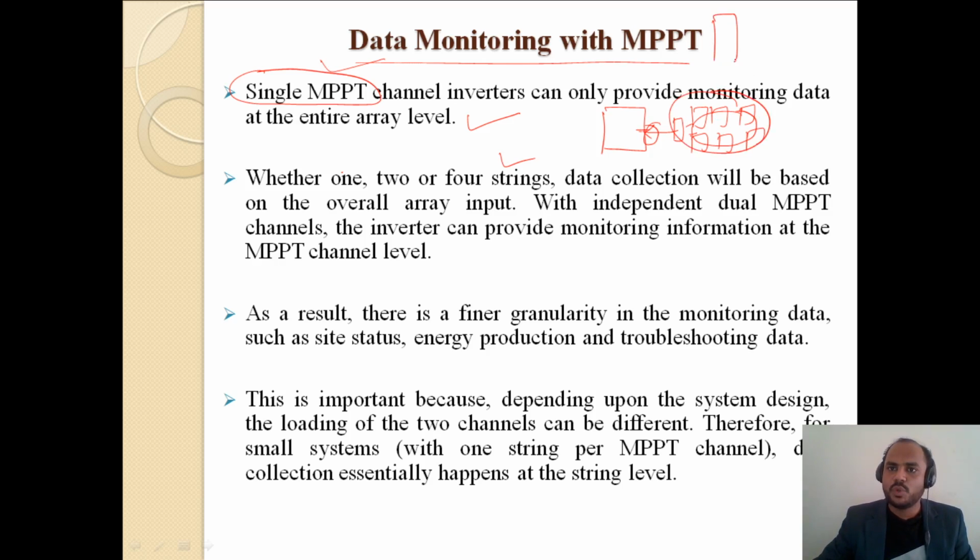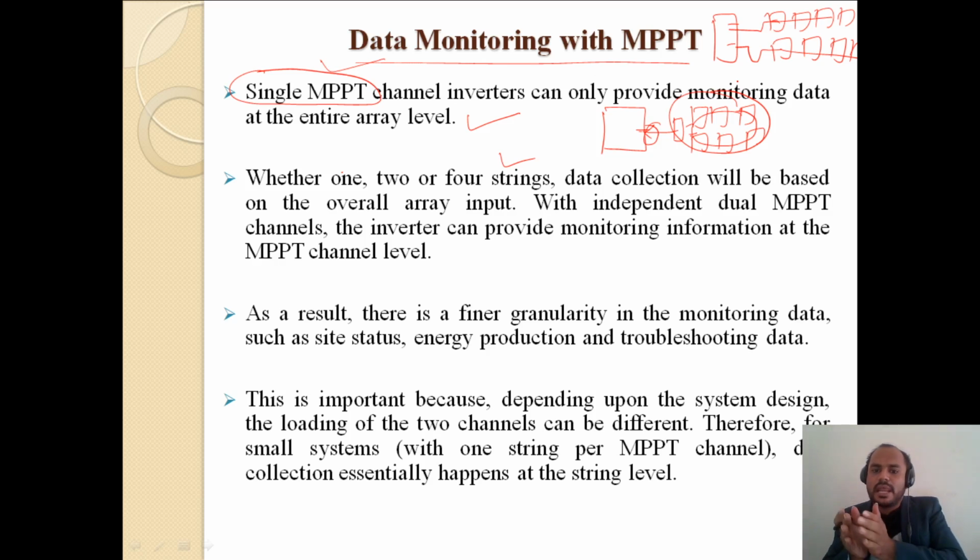But if we have the dual MPPT functionality, we divide this array into a number of rows over here. We call it a string over here. So let's say the output of string number 1 we give to MPPT number 1, and the output of string number 2 we give to MPPT number 2 over here. Likewise we have a modular granularity and more particular power tracking per MPPT when we are looking over here. So basically, as a result, there is a finer granularity in the monitoring data, such as the site status, energy production and the troubleshooting data also.